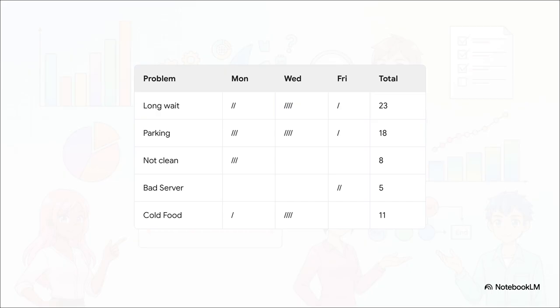Imagine a restaurant tracking customer delays. Down the left-hand side, you've got problems like long wait and cold food, and then the days of the week across the top. All those marks tally up to 74 total defects. What this brilliantly shows is how frontline workers can capture real-time defect frequencies right at the source without messing up their actual workflow. It's incredibly straightforward.